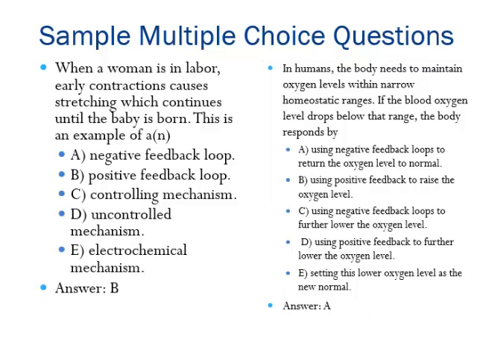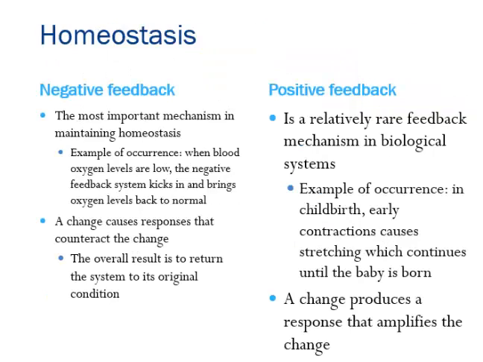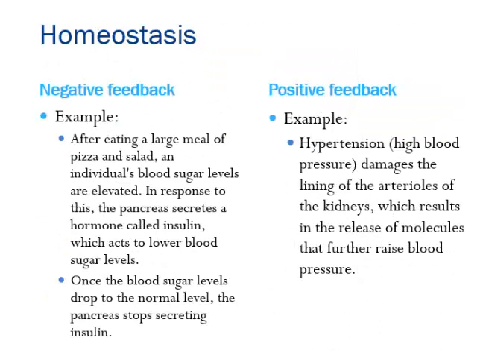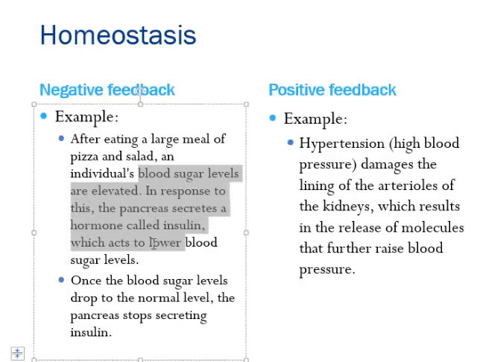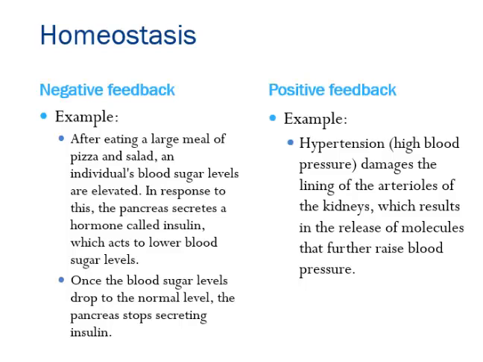There are a couple of slides that I'm going to go back to now that I actually missed in the recording earlier. Here are another couple of examples of feedback mechanisms. After eating a large meal of pizza and salad, the blood sugar level rises. In response, the pancreas secretes a hormone called insulin, which acts to lower the blood sugar level back to normal.